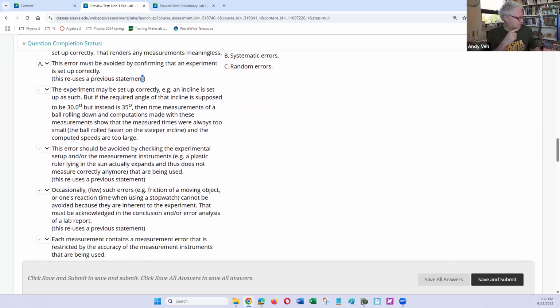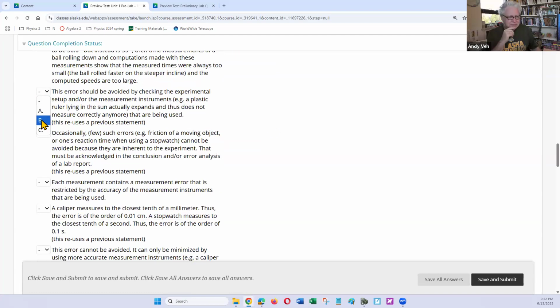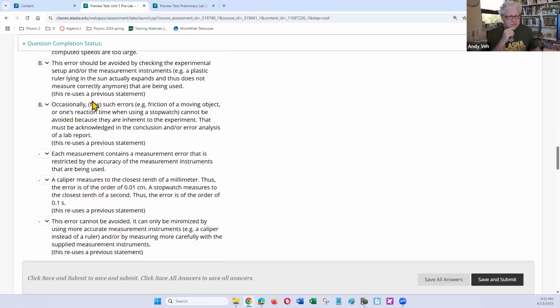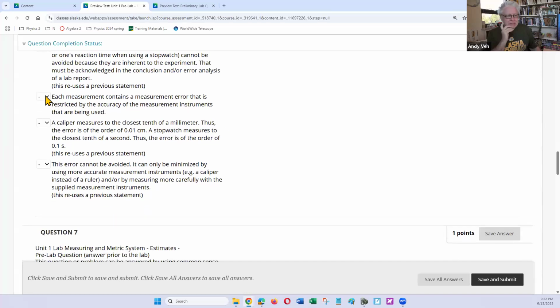And then systematic errors are the next 3. So for example, you set up an incline that's supposed to be at 30 degrees, but you set it up to 35 degrees and you keep doing that. Well, that's a systematic error. Try to avoid that. Occasionally a few such systematic errors you can't get rid of. The friction of a moving object, you cannot get rid of the friction, so it's going to be in there. Or the reaction time that you have when you're using a stopwatch or your cell phone as a stopwatch. You have that 0.1 seconds in there. Can't get rid of it.